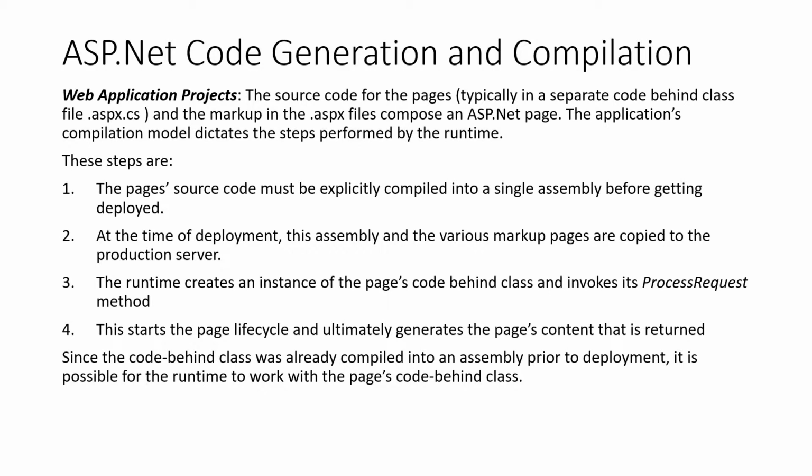Now, since the code behind class was already compiled into an assembly prior to deployment, it is possible for the runtime to work with the page's code behind class. Because when it is compiled into an assembly, it becomes a binary file. Now, this cannot be read by the human eye, but it is disassembled to actually recreate the page's code behind class by the runtime. Runtime can do that, not us.